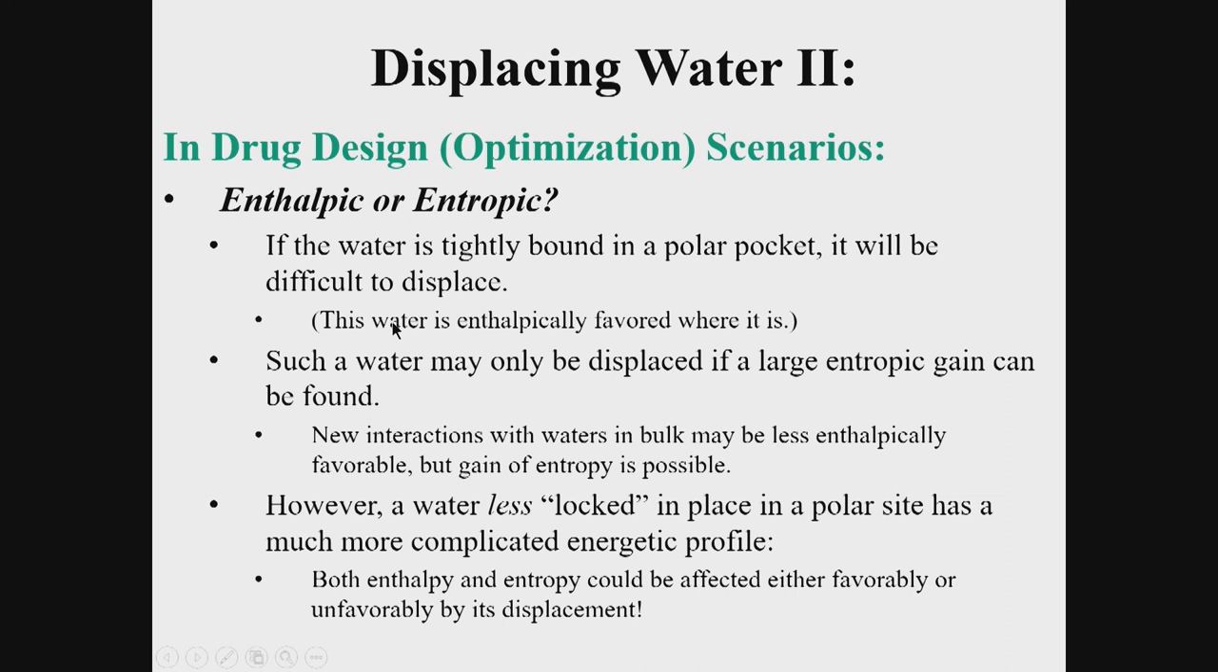So the only way we're going to get much energy out of this is if we can find a large entropic gain. We might get some by displacing it to bulk, but it's not going to be very much. Probably our most likely result is that it's less enthalpically favorable to be in bulk. However, if the water is less locked in place, it has a much more complicated energetic profile. Both the enthalpy and entropy could be affected either favorably or unfavorably by its displacement.